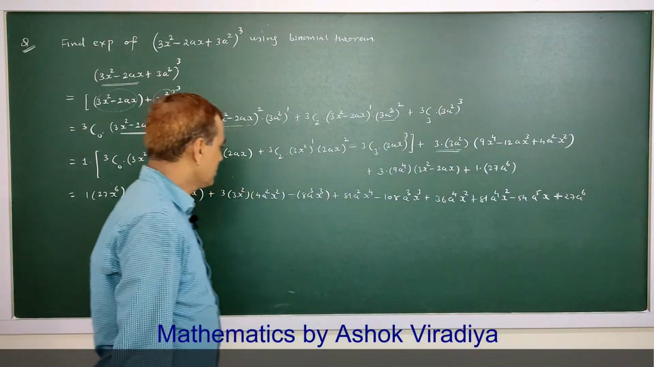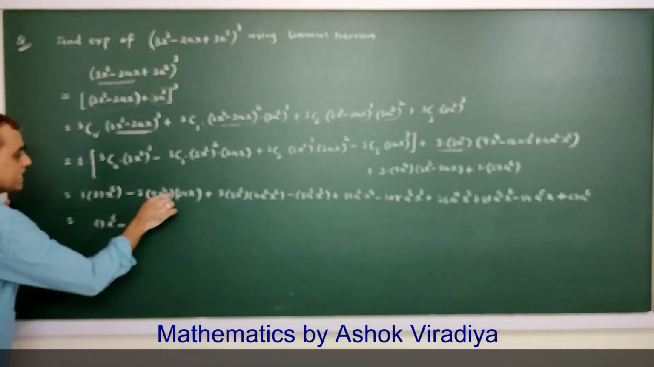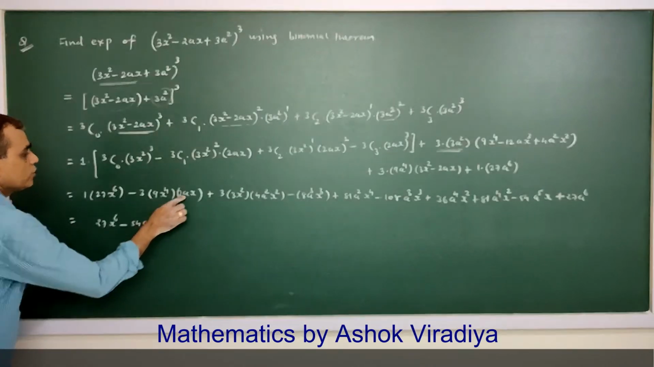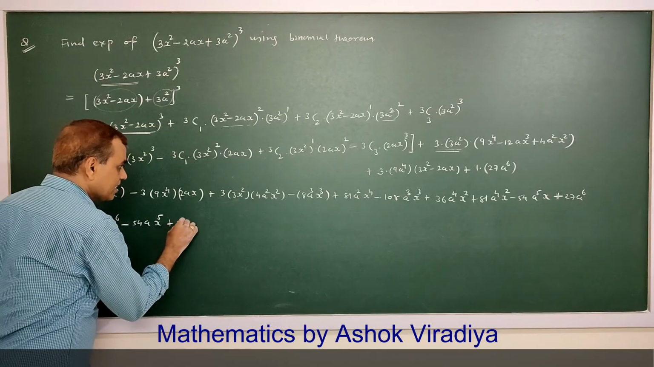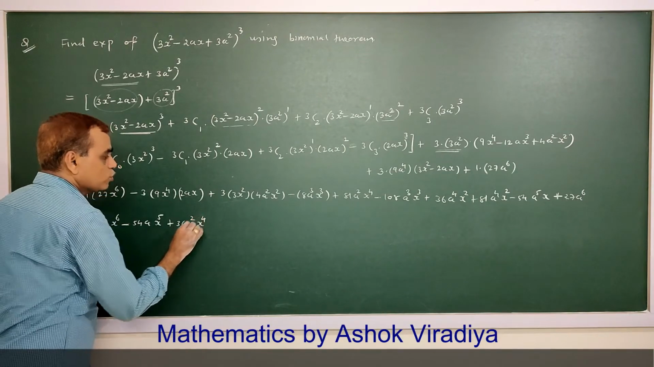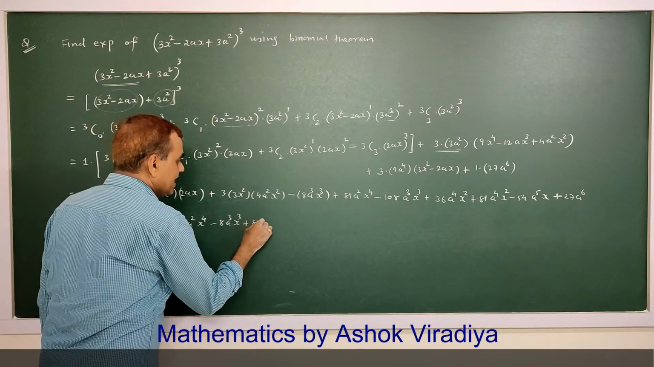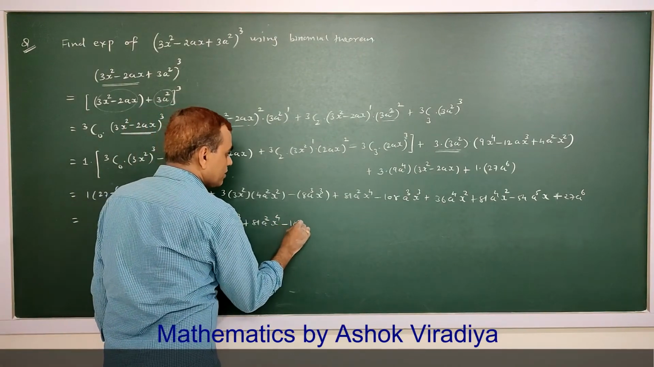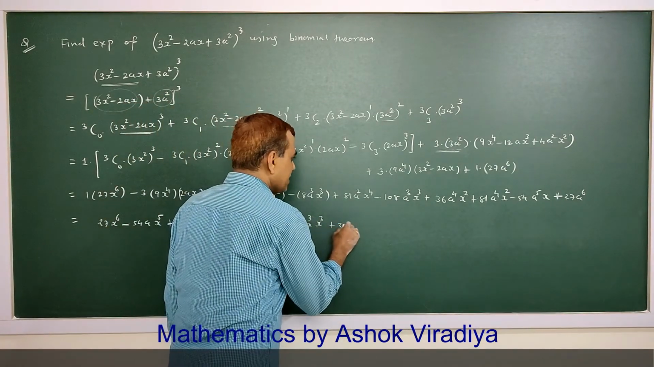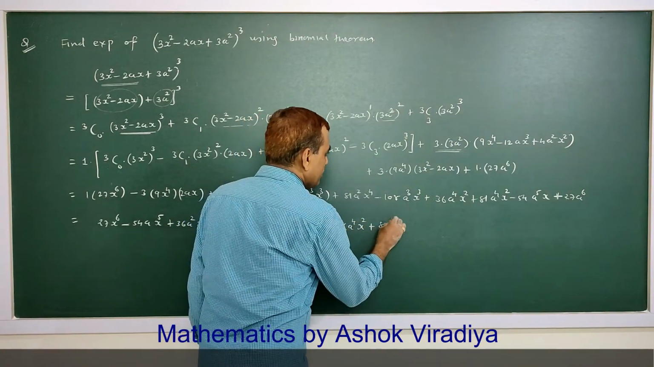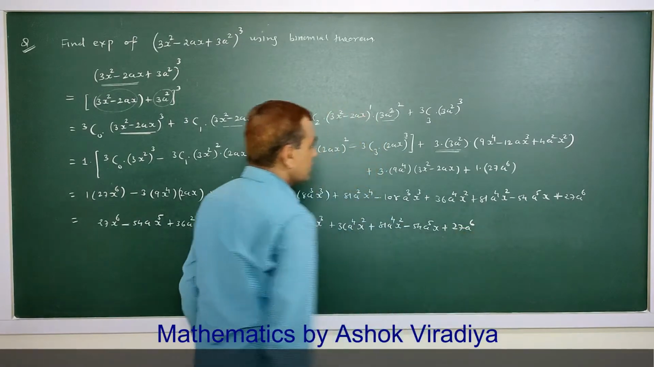So this is equal to 27x raised to 6 minus 9 into 3 is 27, into 2 is 54a x raised to 5, plus 3 into 3 is 9, 9 into 4 is 36a raised to 2 into x raised to 4, minus 8a cube x cube plus 81a square x raised to 4 minus 108a cube x cube plus 36a raised to 4 x square plus 81a raised to 4 x square minus 54a raised to 5 x plus 27a raised to 6.